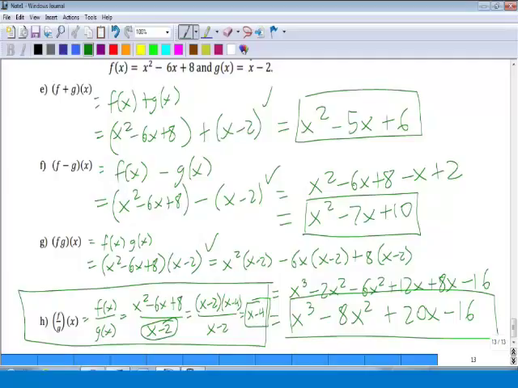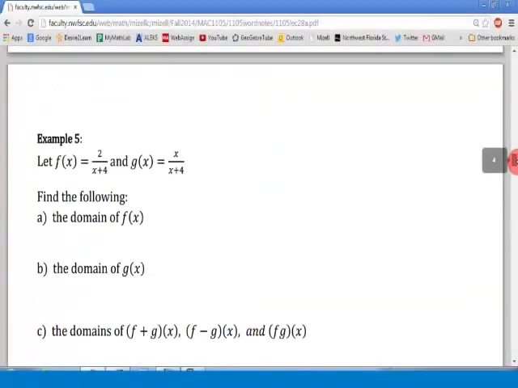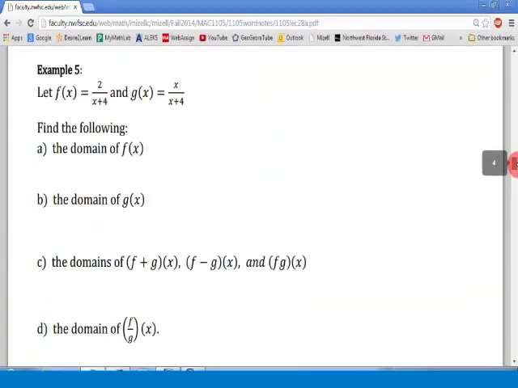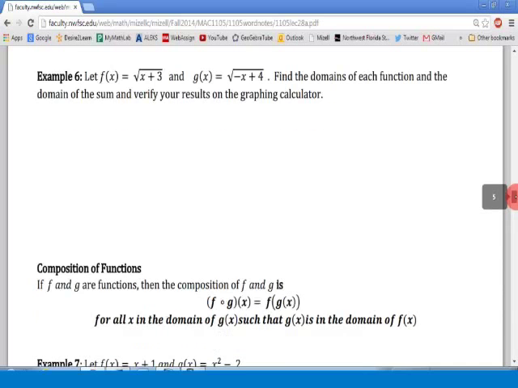If I want to evaluate f over g of 5, it's way easier to say 5 minus 4 than it is to say 5 squared minus 6 times 5 plus 8, enter, divided by whatever 5 minus 2 is. Way easier to say 5 minus 4. So we like the simpler expression. We just know that doesn't have any impact on the domain of the expression. So which one?